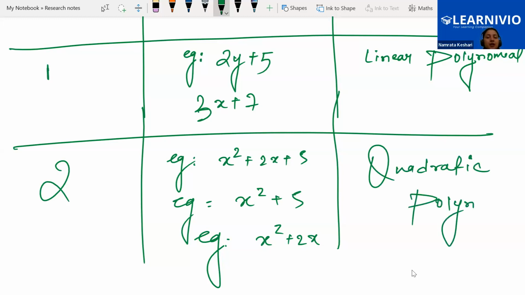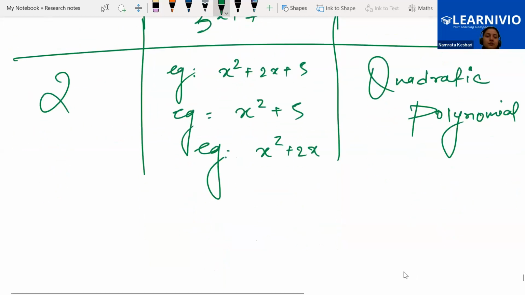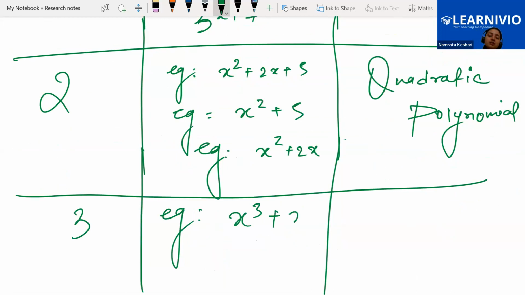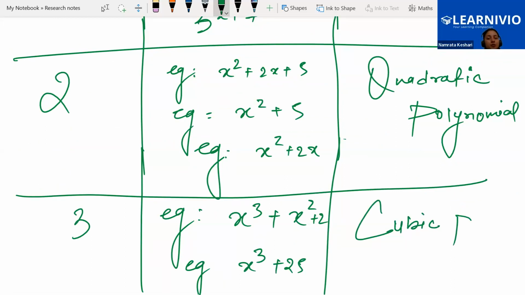When the degree of the polynomial is 3, for example x cube plus x square plus 2, or maybe x cube plus 25, here the degree of the polynomial is 3, and hence the name of the polynomial is cubic polynomial.